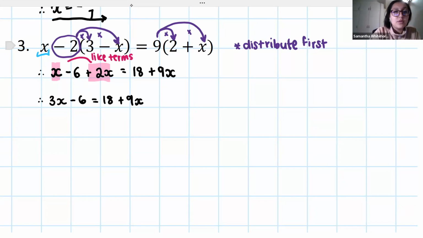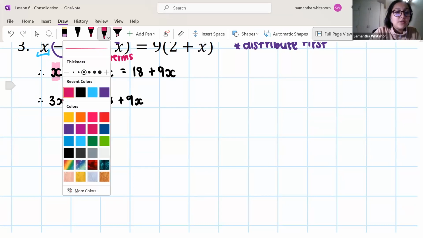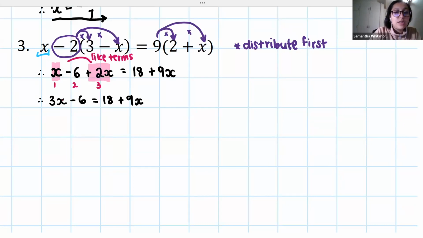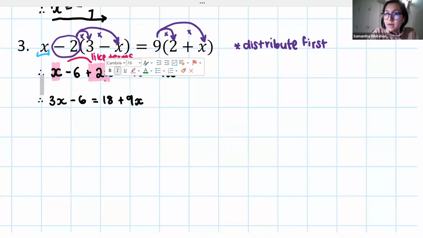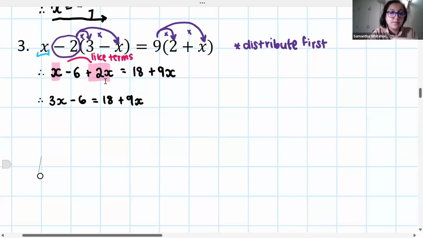Now, hopefully what you can then see is that I have gone from 1, 2, 3 terms on the left-hand side to now only 2 terms. So I'm just making life a little easier for myself. I don't have to work with as many terms. I'm making life simple. You don't have to, but you can if there are like terms.